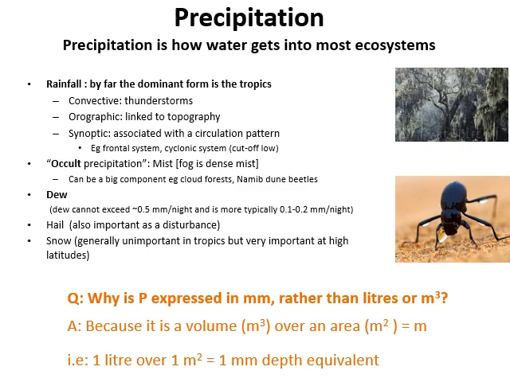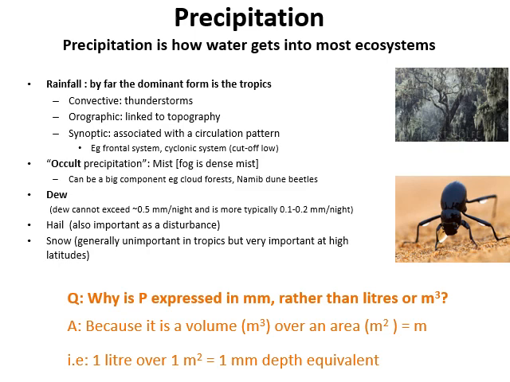You also get occult precipitation, mist or fog. And this is actually quite an important component of precipitation in many ecosystems. On the west coast of South Africa, many of the ecosystems there depend largely on mist as a form of precipitation. And organisms who live in these places have clever ways of capturing that mist. You can see a picture of the Namib dune beetle that has found ways to capture the mist and provide water for itself.